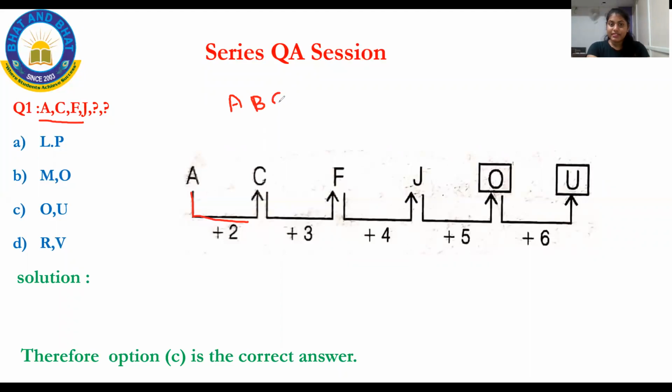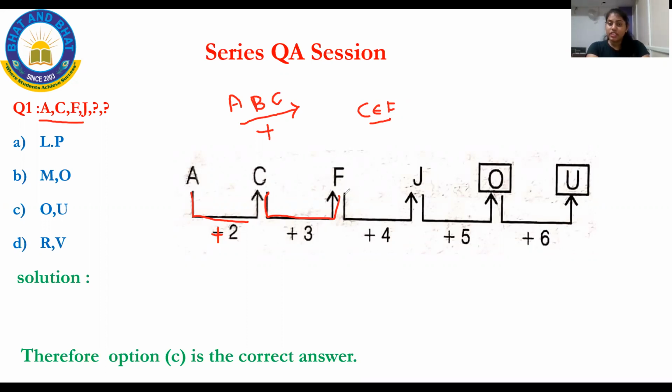What is the difference now? A to C, that is +2. If you are moving in the forward direction, it is indicated by plus. So it is +2. And then C to F, the next letter. C, D, E, F. How many letters are there between them? There are 3 letters, so it is +3.